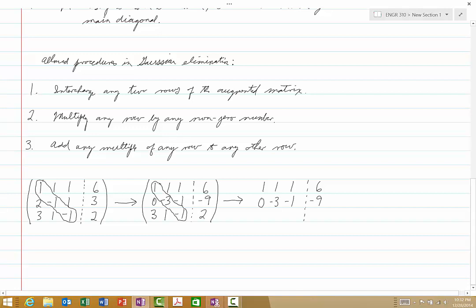But for the third row, we're adding negative 3 times the first row to the third row. So negative 3 times 1 is negative 3, and 3 gives 0. Negative 3 times this 1 is negative 3, and 1 gives negative 2. Negative 3 times this 1 is negative 3, and negative 1 gives negative 4. And negative 3 times 6 is negative 18. And add that to 2, and you get negative 16.